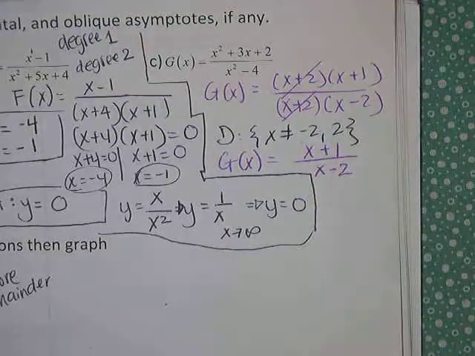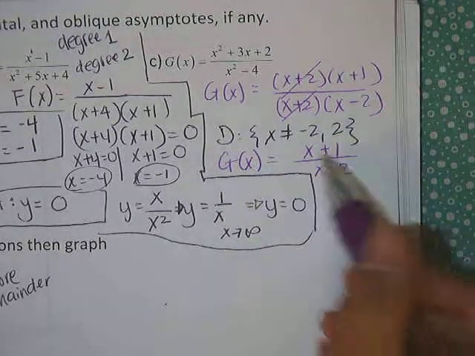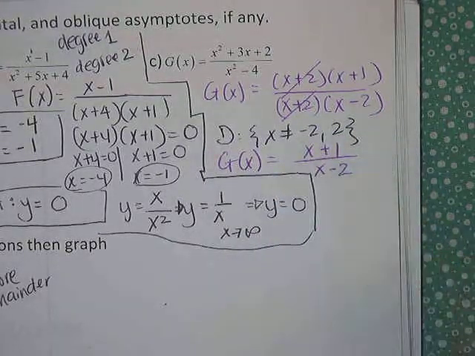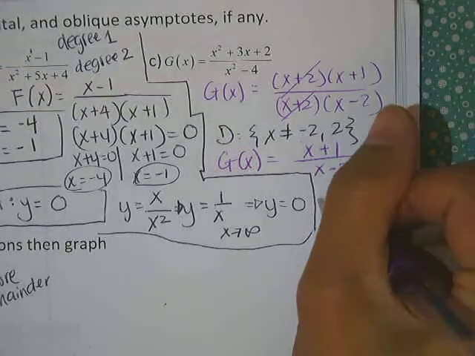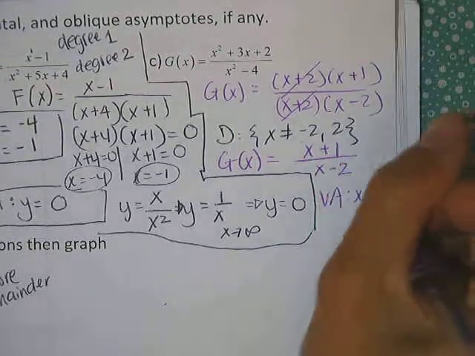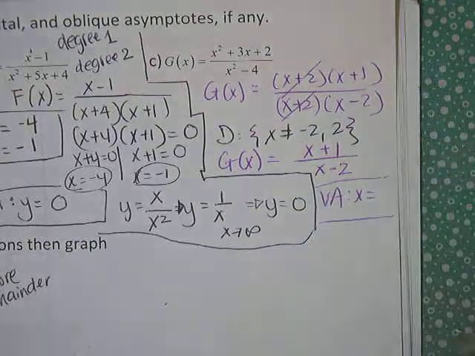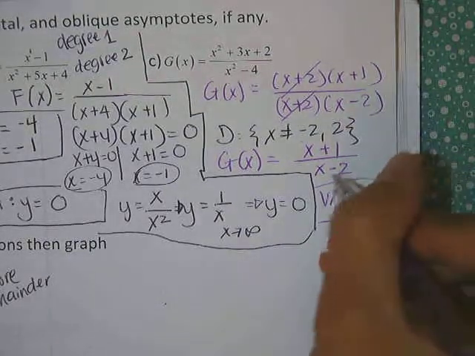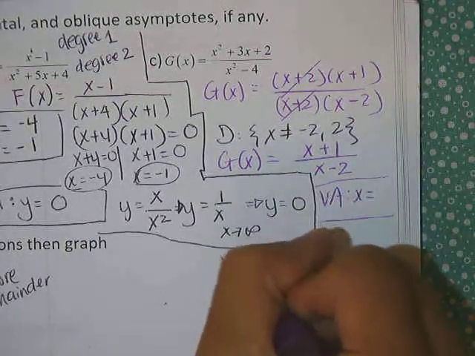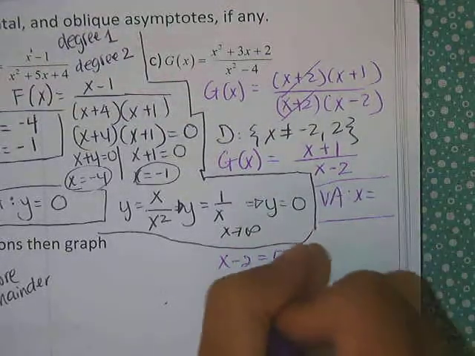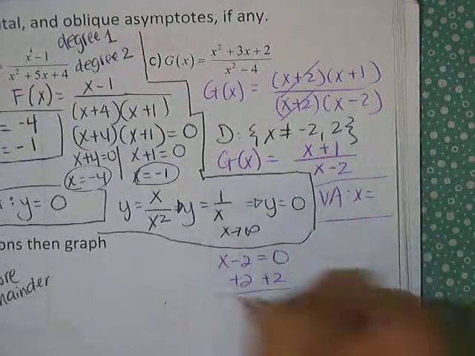But in terms of your VA, before you can find your VA, you need to factor it out and then reduce. So if I were to reduce, I would now have g of x equals x plus 1 all over x minus 2. Okay. So this is my new reduced equation that I'm going to use to find my VA.